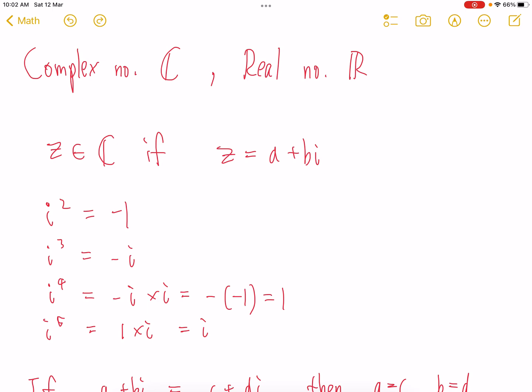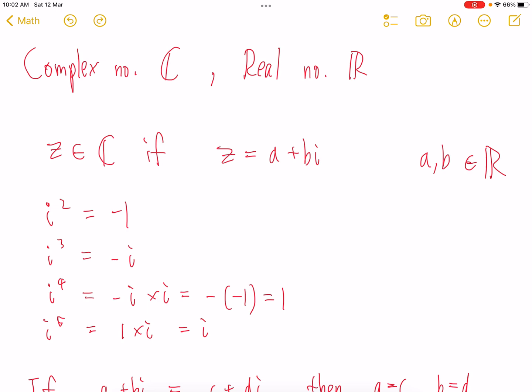So, the formal definition of a complex number is that if a number z can be written in the form a plus bi, where a and b are both real, remember, a and b are real. Okay, so they belong to the real numbers. This means that they are real. It's just quite fancy notation. Then z is a complex number.